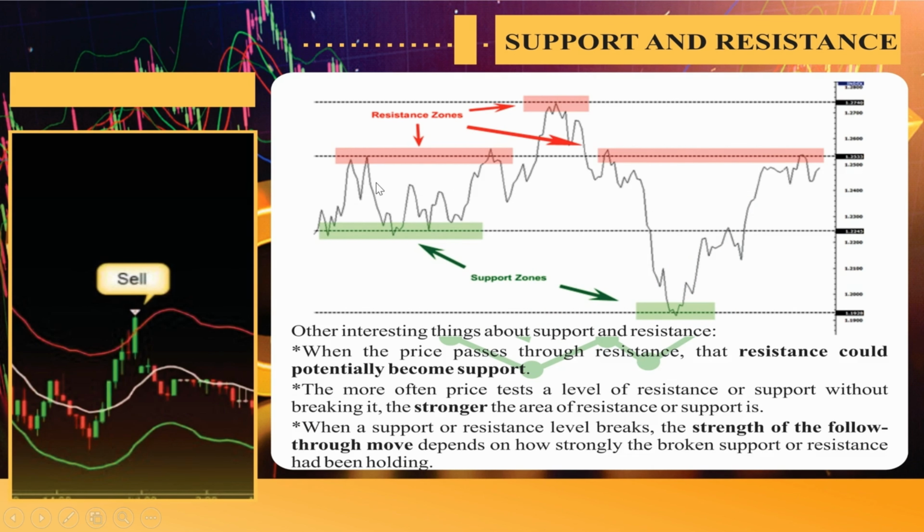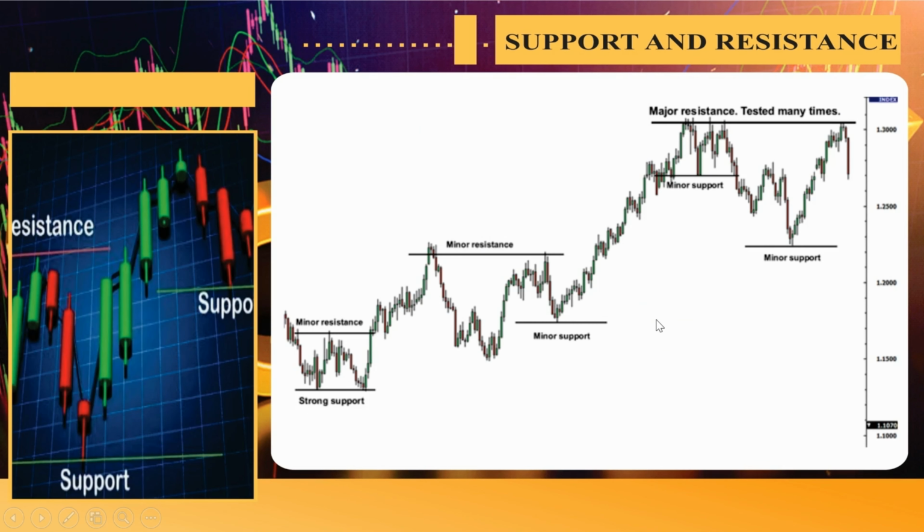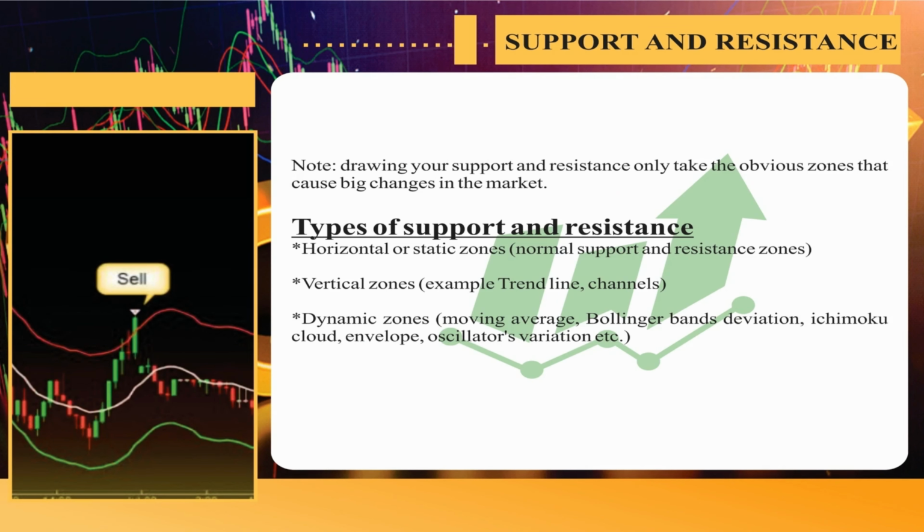So these are different resistance and support zones. Here is a support. Why? Because it pushes the market upward. Here is a resistance, it resists the market from going up. Here is a resistance, here is a resistance, and here is a resistance, and here is a support. These are resistance, support, resistance, support, and support. Here's the resistance.